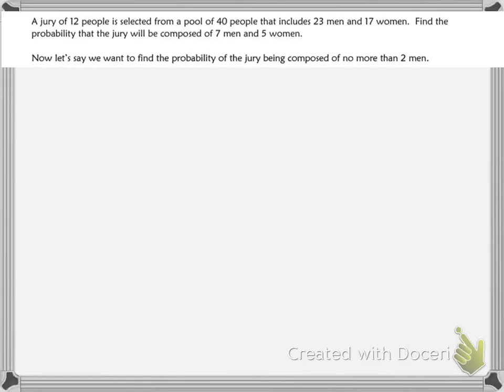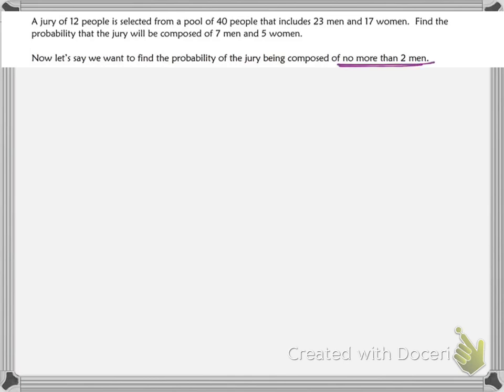In the example that was right before this video in the guided learning, we were finding the probability that the jury will be composed of 7 men and 5 women. So we used combination since the order doesn't matter of how these people are chosen, but we knew the exact outcome that we wanted to happen. So now we're going to try to find it where the jury is composed of no more than 2 men.